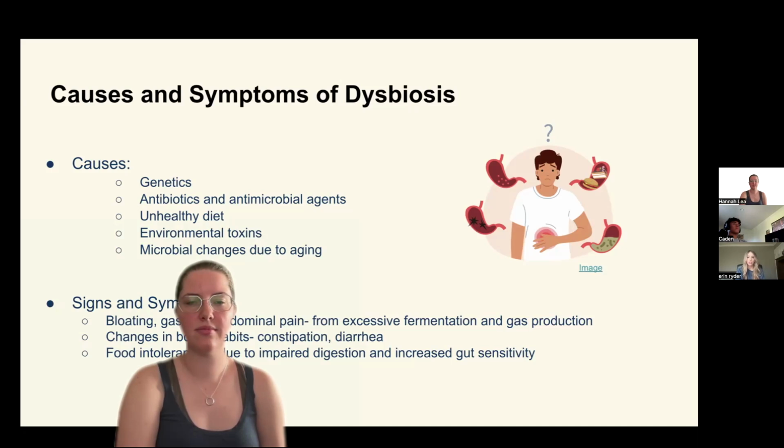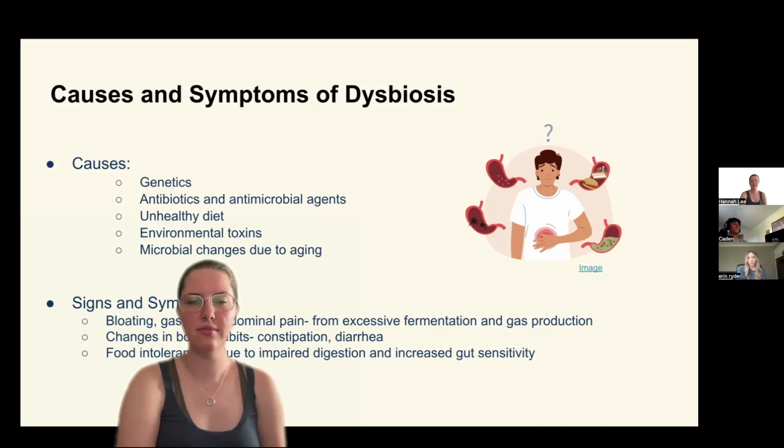Environmental toxins, such as pollutants, pesticides, and heavy metals, may negatively impact the gut by damaging the intestinal lining and altering microbial composition. Aging is another factor. As we grow older, the diversity of our gut microbiota tends to decline naturally. This makes the digestive system more susceptible to imbalance and inflammation.